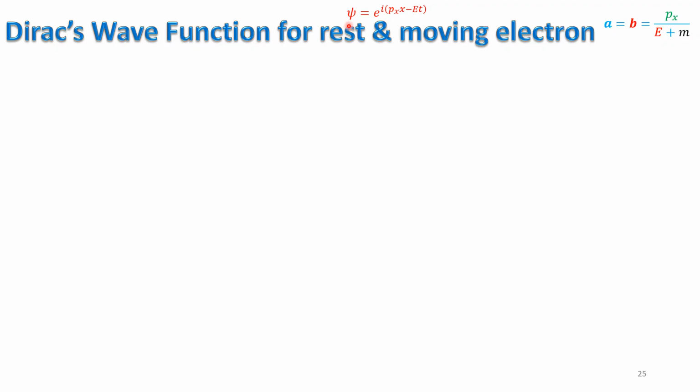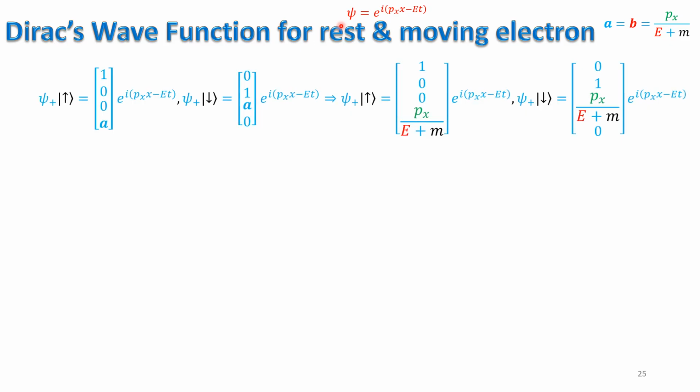So here we are in position to write the Dirac's wave equation for electron at rest and moving electron. So positive energy solution offers psi plus with spin up as a column matrix 1 0 a 0, e to the power i times px into x minus Et, and for spin down you can observe the column matrix 0 1 0 a, same exponential. And here the meaning of a is px upon E plus m. After substituting the value of a, you can see the wave equation once again.